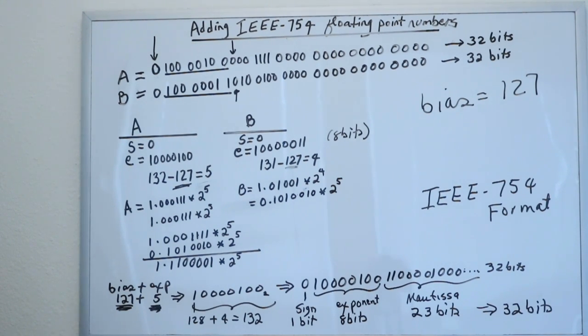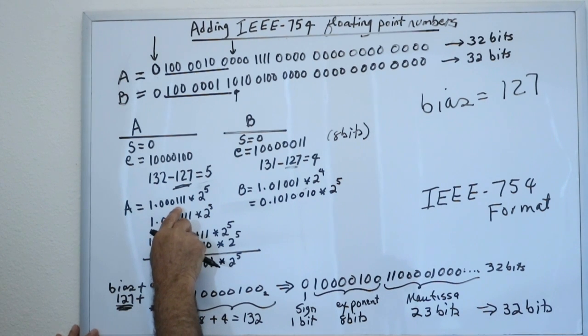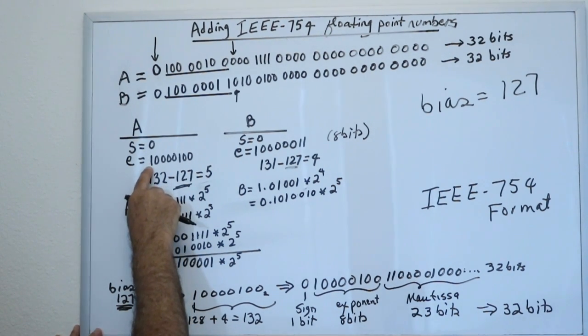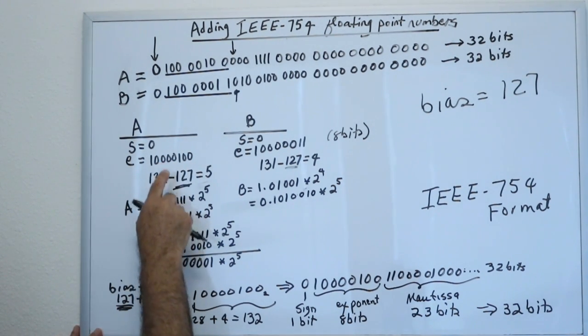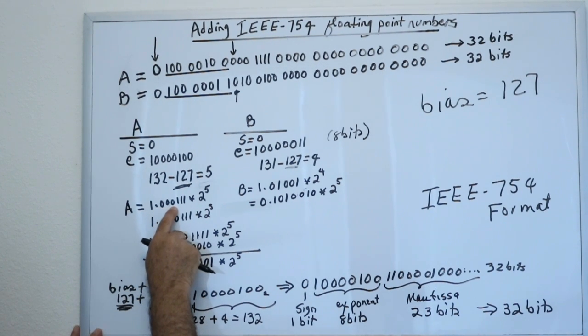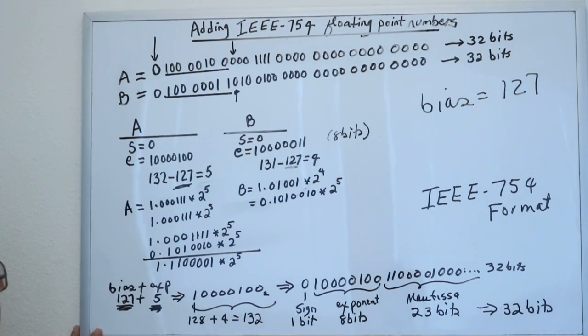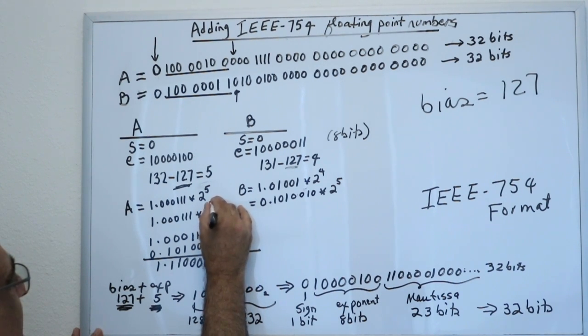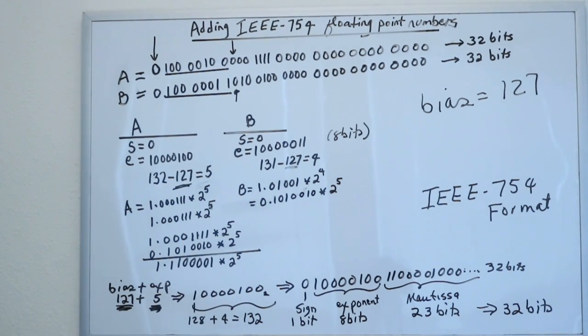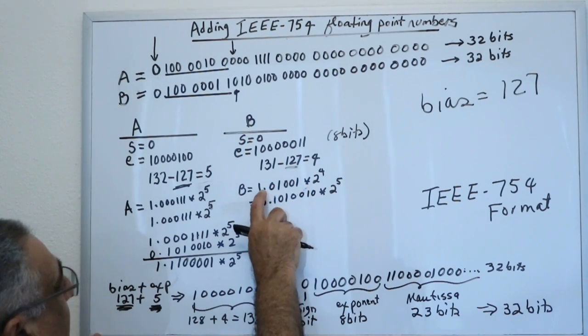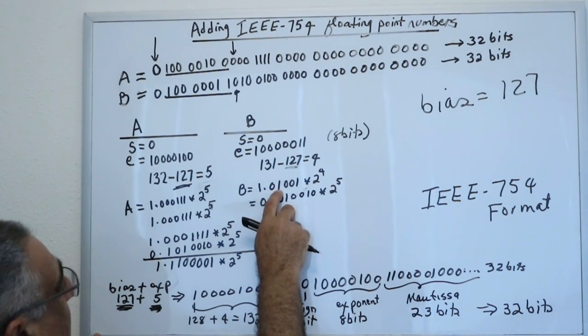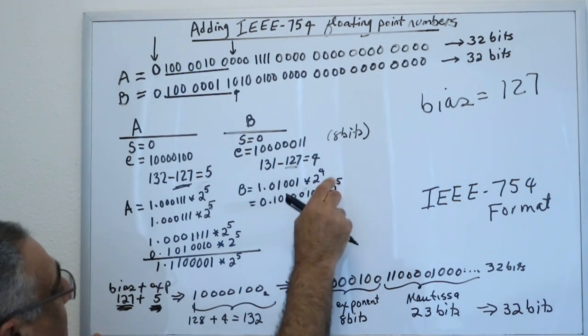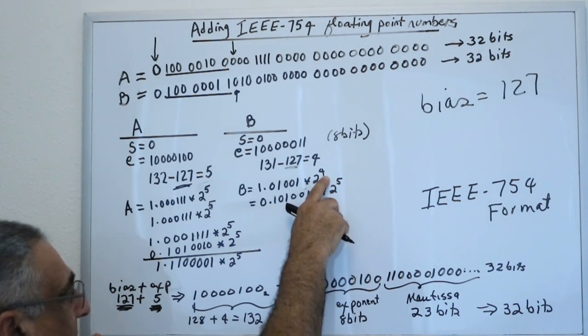So what I can do is put this in scientific notation. For A, it's 1.0001111, times 2 to the 5th. So this is how the first number is. For B, it's the same thing. It's 1.010010, whatever, times 2 to the 4th.